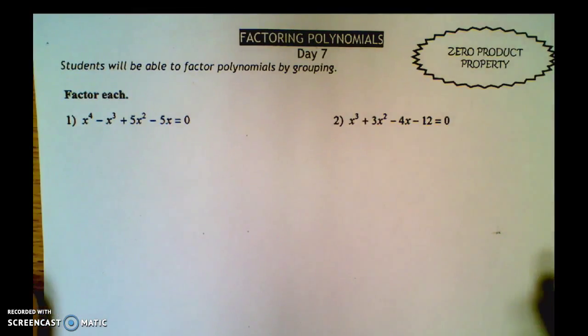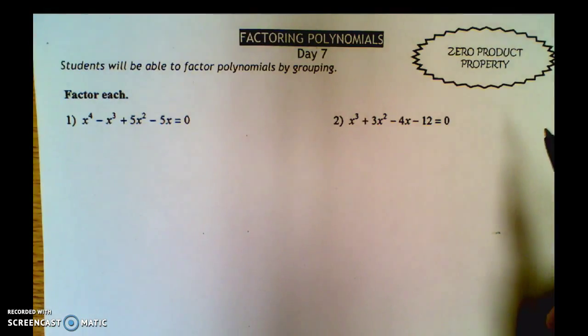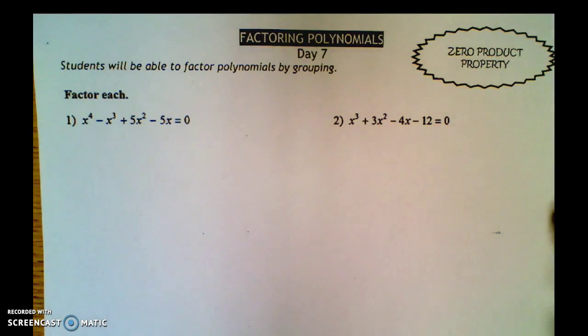Alright, this is Unit 3 Polynomials, Day 7. We're going to work on factoring by grouping. So when you're factoring by grouping, you want to look and see if you can find a common factor between some of the terms in your polynomial.